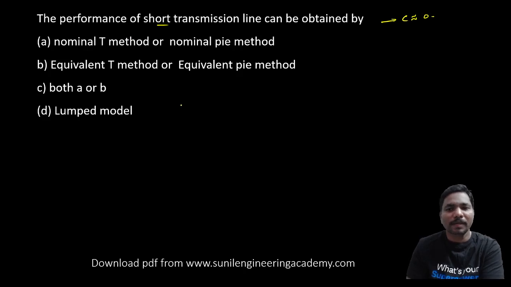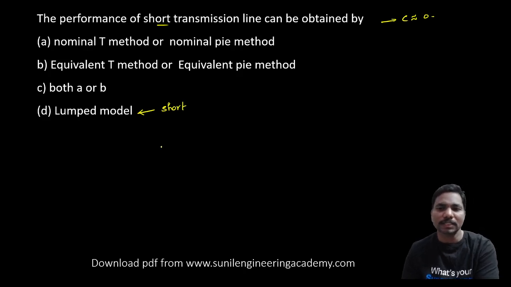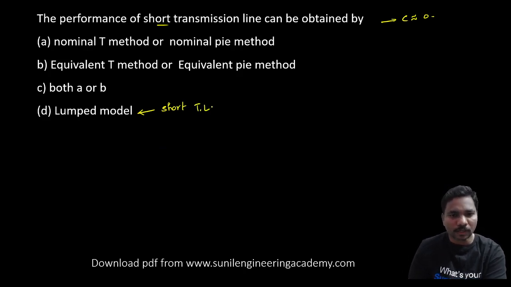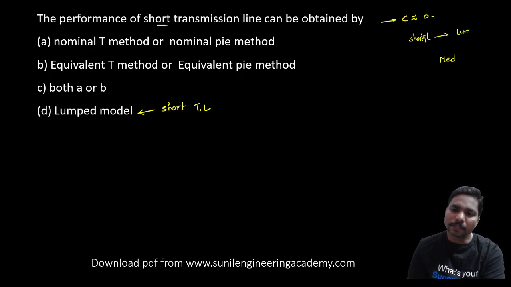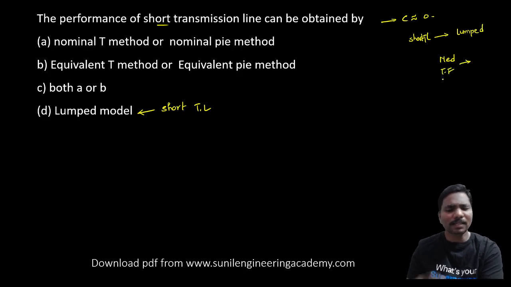The parameters are also within range, so you can go with the lumped model. Directly you can take the resistance and inductance values. If it is a short transmission line, we can go with lumped. In the case of medium transmission lines, the length is very high, so we need to calculate them with distributed parameters.